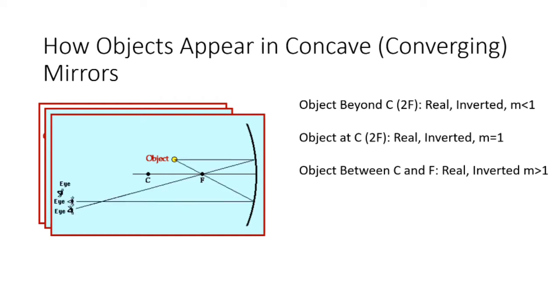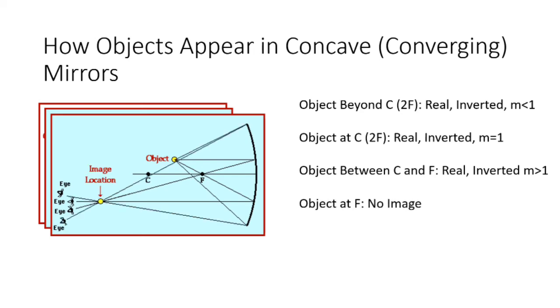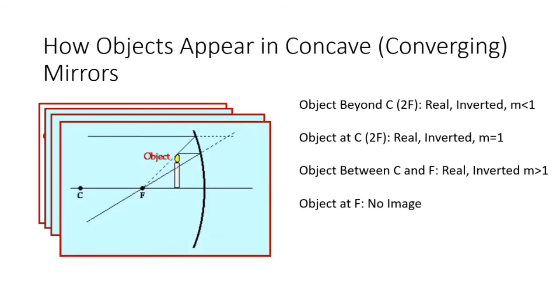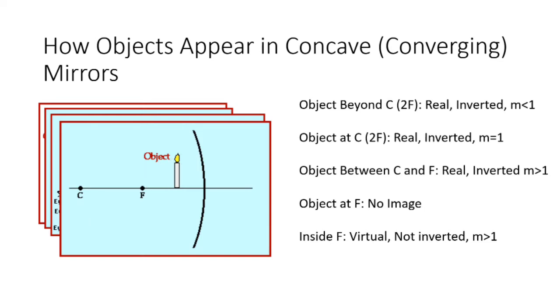Once you hit the focal length, you're going to have no image. Once you get inside that focal length, your image becomes virtual, not inverted, and your magnification is more than 1, meaning the image is larger.